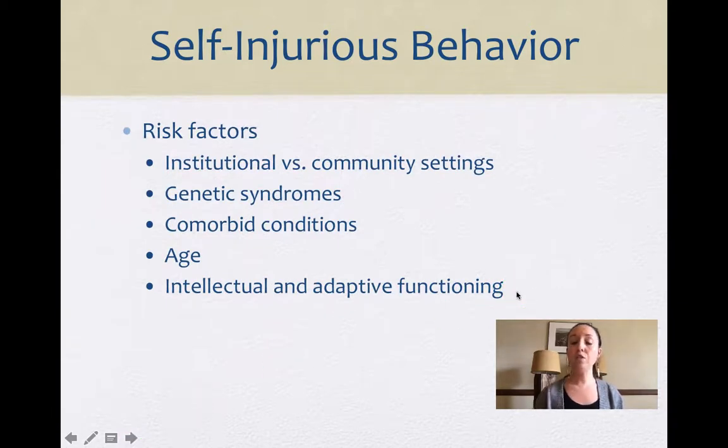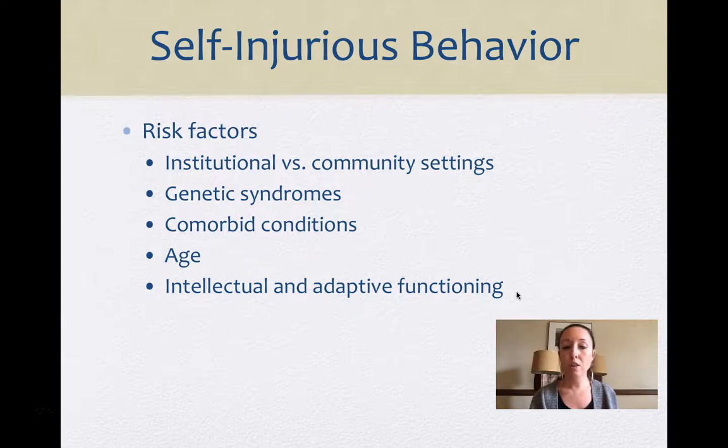Some risk factors for self-injurious behavior in individuals with intellectual disability. Again, institutional versus community settings. Individuals that live in institutions are at a higher risk for self-injurious behaviors. Certain genetic syndromes, which we'll talk a little bit more about in Module 3, specifically Prader-Willi and Lesch-Nyhan. In those genetic conditions, you do see a higher rate of self-injurious behavior with intellectual disability.